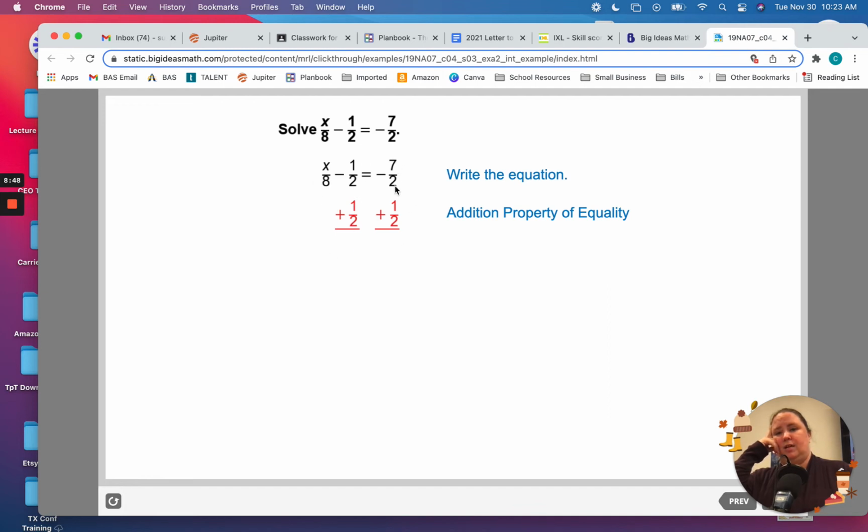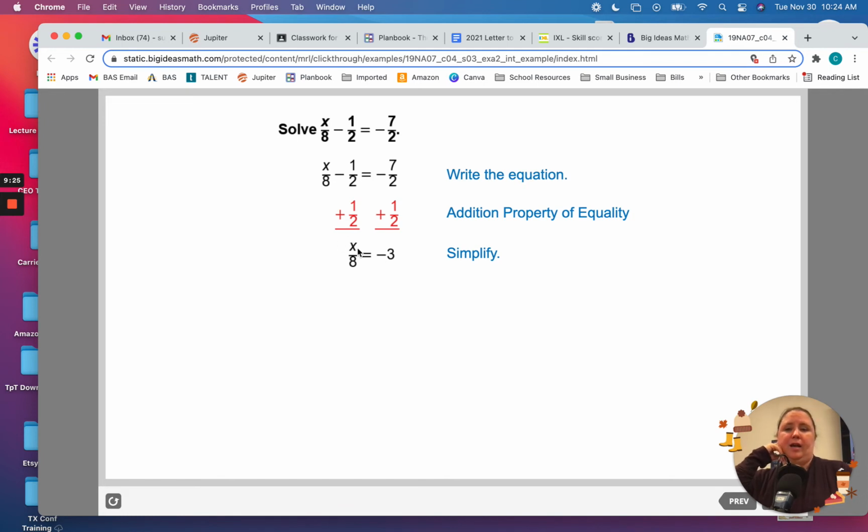What is negative 7/2 plus 1/2? Negative 6 halves. There you go. Can you reduce negative 6 over 2? Negative 6 over 2 is negative 3. Okay, if you used your calculator, negative 7/2 plus 1/2 is going to give you negative 3. You can also do it using your brain. Negative 7 plus 1 would give you negative 6. Divided by 2 gives you negative 3.